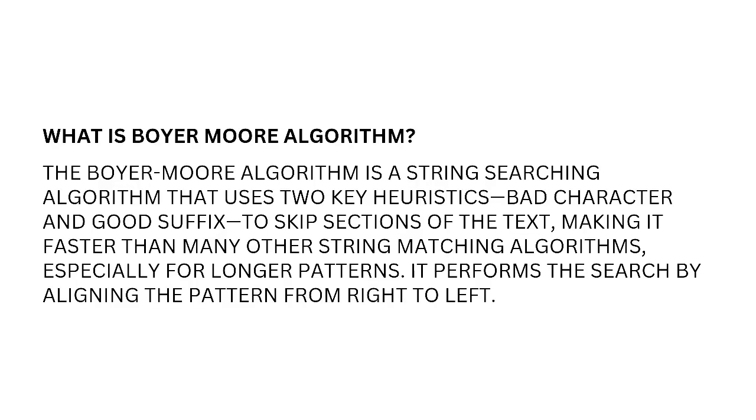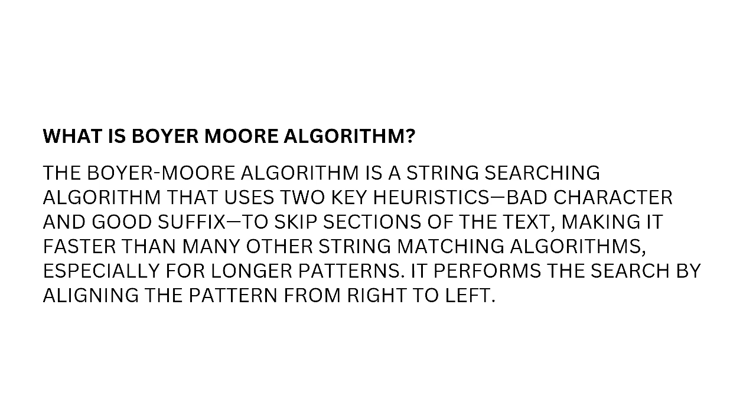So the first thing we're going to start with is the definition, as always. By definition, the Boyer-Moore algorithm is a string searching algorithm that uses two key heuristics. One is bad character and the other one is good suffix, to skip sections of the text, making it faster than many other string matching algorithms, especially for longer patterns. It performs the search by aligning the pattern from right to left.